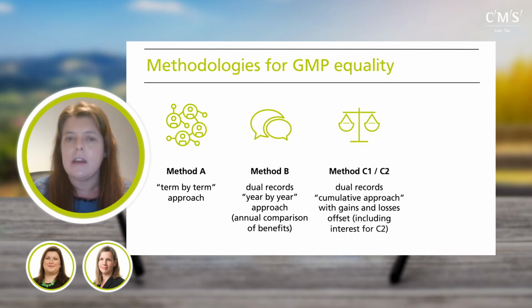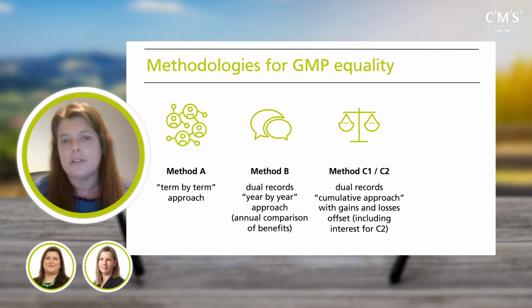Similar to Method B, Method C is another dual records approach, but instead of taking the year-by-year approach like Method B, you keep a running total as you go along. The difference to Method B arises in respect of those members where the higher annual pension switches from one sex to the other over time, as under Method C, those gains and losses are offset. There are two variants of Method C. First, Method C1, which does not include any element of interest. The second is Method C2, which allows for interest on accumulated gains to be taken into account when comparing accumulative gains and losses, which reduces the cost.